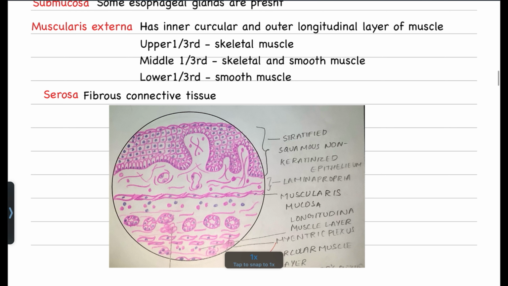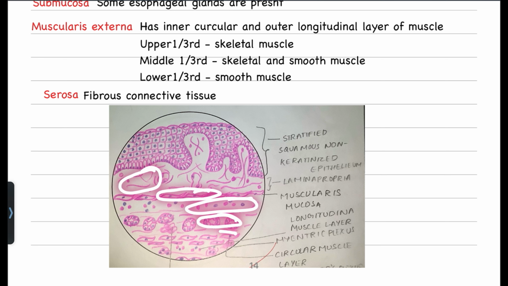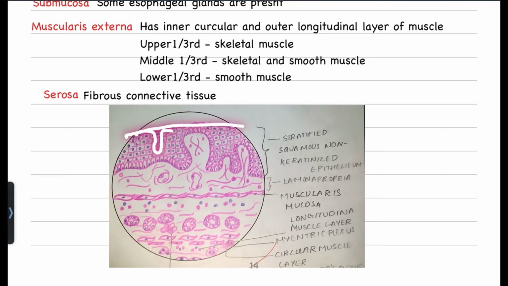Now as we can see, we have a stratified squamous epithelium. Below this we have a lamina propria, then we have a muscularis mucosae, then we have submucosa. These are the esophageal glands, and we have muscularis externa, and at last we have an adventitia or a serosa. And as we can see in the stratified squamous epithelium, we do not have any grooves. It is a continuous line, so it will make a differentiation from the rest of the GIT. The rest of the GIT contains many grooves which are absent in the esophagus.